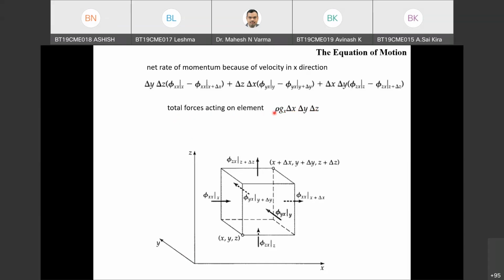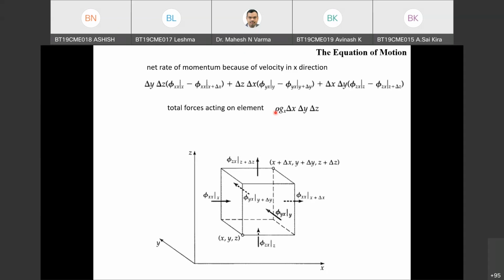Mass into acceleration, this will be delta x, delta y, delta z, which is the volume. Volume multiplied by density is the mass. Mass into acceleration is a force, actually. And similarly, how will I get accumulation? Delta x, delta y, delta z multiplied by density will give you the mass. Mass into velocity Vx, and the variation of this quantity with respect to time will be accumulation.